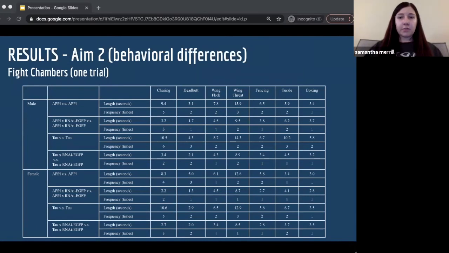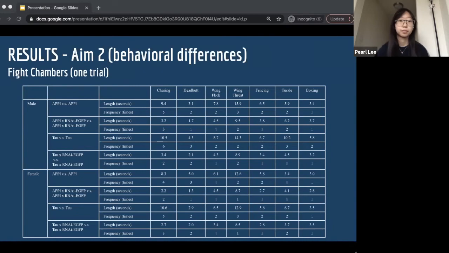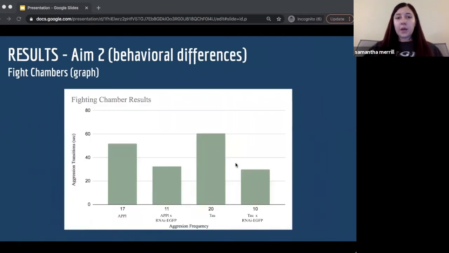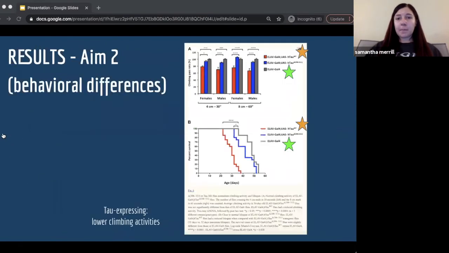Here are the results for aim 2, which we focus on behavioral differences. Since we were not able to conduct our experiment, this table shows the behavioral scoring we predict we would see based off of our research. We hypothesized that the aggression levels in flies expressing APP and Tau would be higher than those that were not. With the previous slide's data, we created a bar graph of our behavioral scoring. It shows that the APP and Tau expressing flies had more aggressive behavior overall.